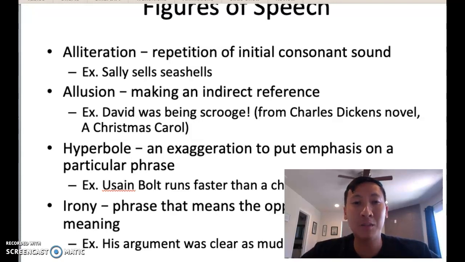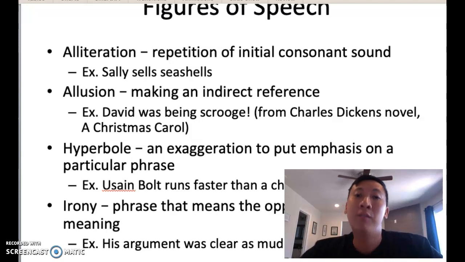The second thing is allusion, making an indirect reference. An example of this is David was being Scrooge. This is a character from a Charles Dickens novel known as A Christmas Carol. And basically what this is doing is just showing you David's character. Showing that he was angry, that he was upset, that he was bitter, that he had a reason to show contempt towards everyone that came his way.